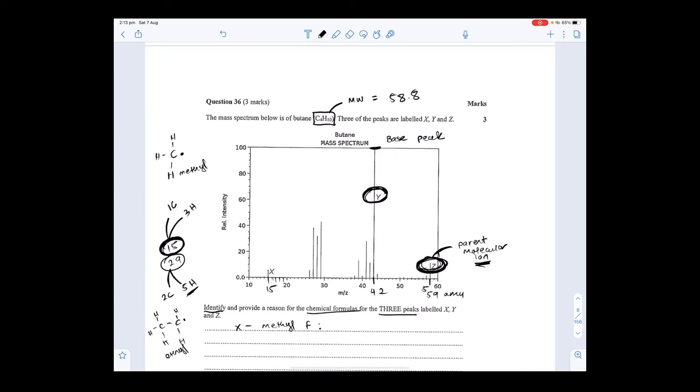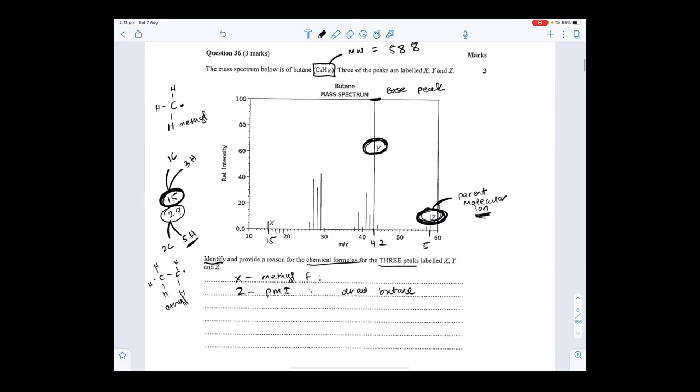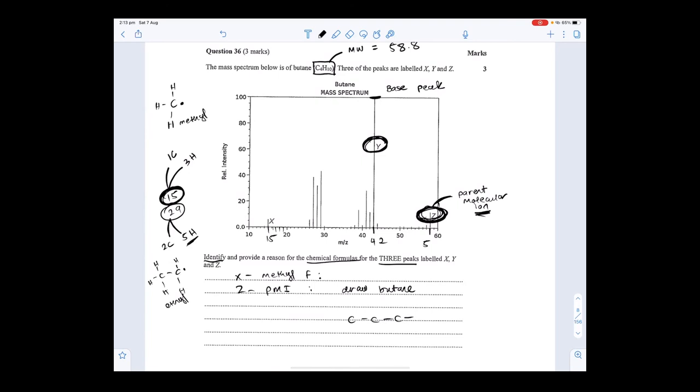So wait, so I wasn't wrong? You said 52, so you're wrong at 52. Oh, no, I mean about butane. Yeah, no, that does represent butane. So Z, you'd simply say, is a parent molecular ion, and you would simply draw butane but with a free electron. Right? So something like this. You just do C, C, fill it in with hydrogens, and then you just add a little plus there to show that it's lost an electron.